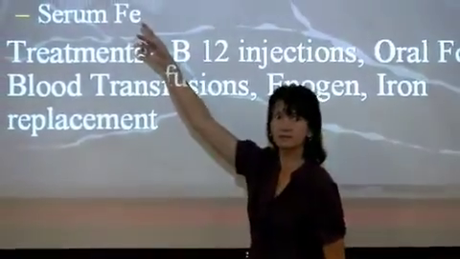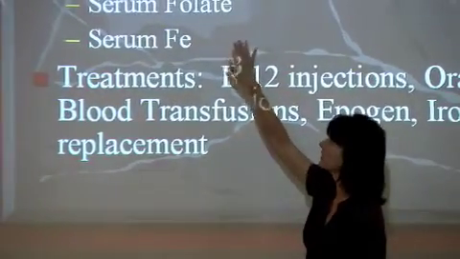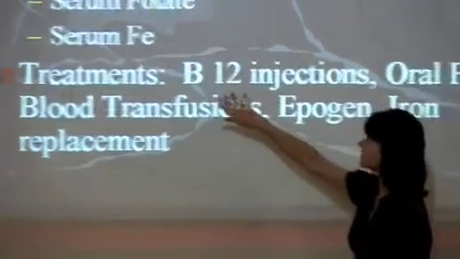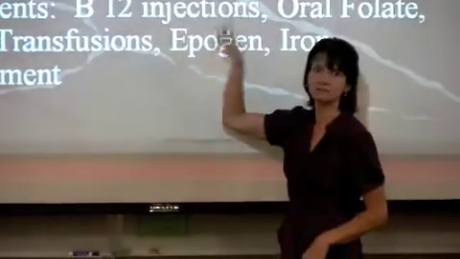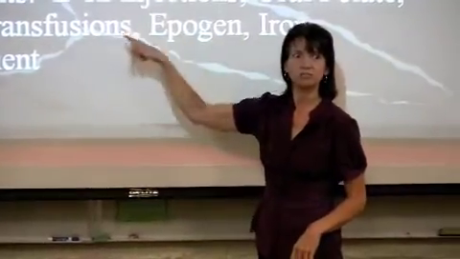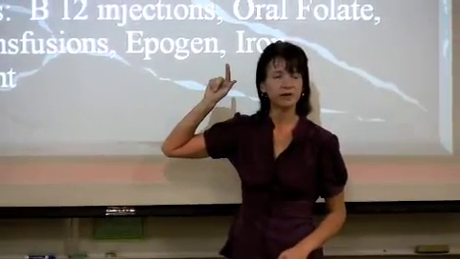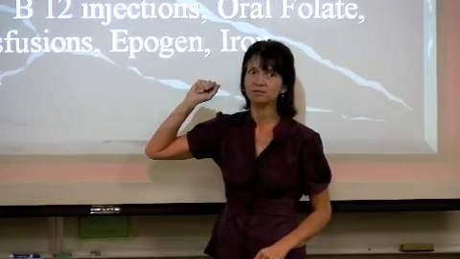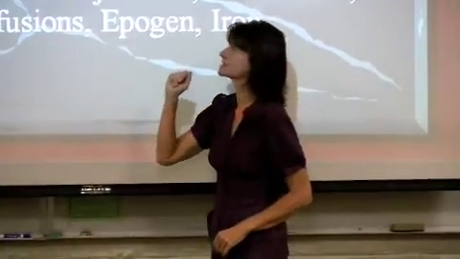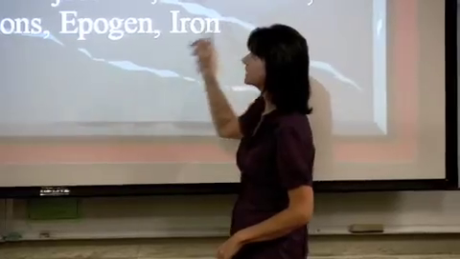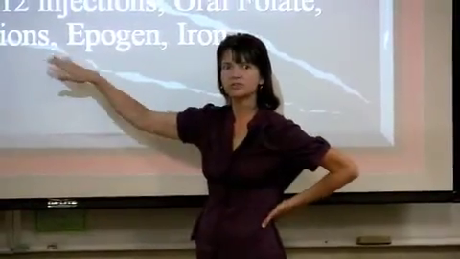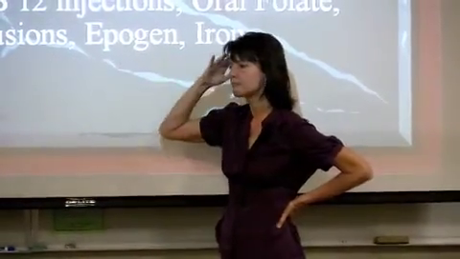All right, we can do serum levels. Remember, that's looking at the plasma to see what their levels are of folate or iron. If the patient has what disease, they're going to get this? Pernicious. If they have pernicious anemia, they're going to get B12 injections. For how long? Forever. For the rest of their lives. They go in once a month and get the shot.